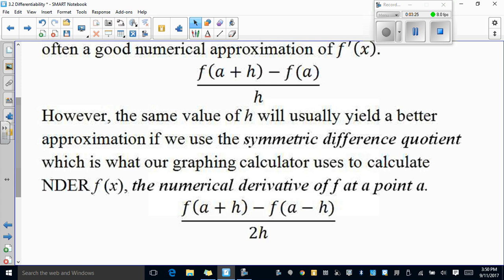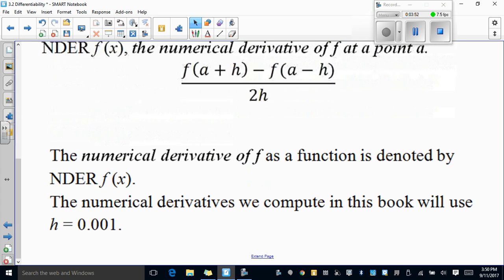Don't worry about that. If you have a TI-83, I'll have to work with you on the NDER. But know that if they say NDER, they want a numeric derivative of f at a point. This is calculator jargon. Your calculator does this: f of a plus h minus f of a minus h, all over 2h. The numerical derivative of f as a function is denoted by this. The numerical derivatives we compute in the book will use h equal 0.001. Hopefully you're going, hey, we've done that 0.001 before. Yeah, we did.